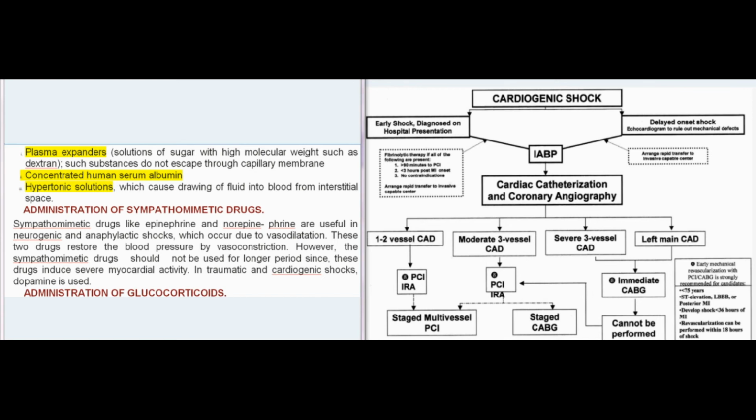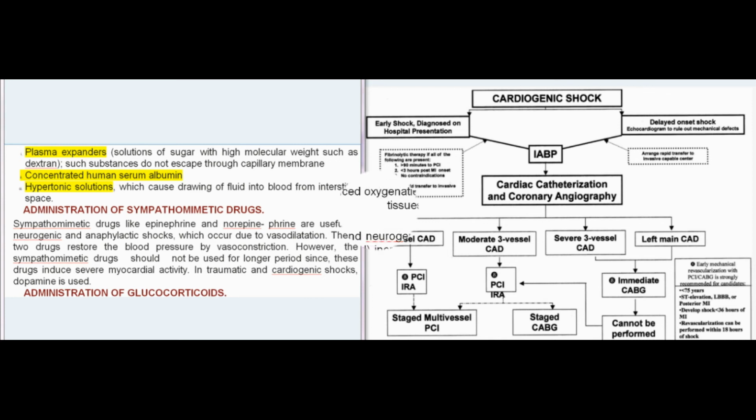Administration of sympathomimetic drugs. Sympathomimetic drugs like epinephrine and norepinephrine are useful in neurogenic and anaphylactic shocks, which occur due to vasodilatation. These two drugs restore the blood pressure by vasoconstriction. However, the sympathomimetic drugs should not be used for longer periods since these drugs induce severe myocardial activity. In traumatic and cardiogenic shocks, dopamine is used.